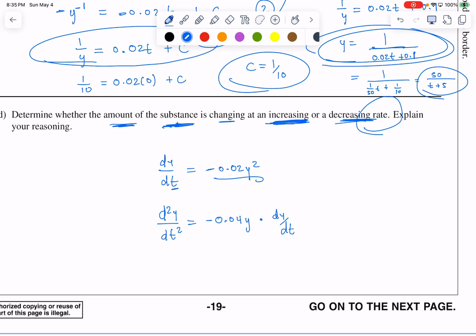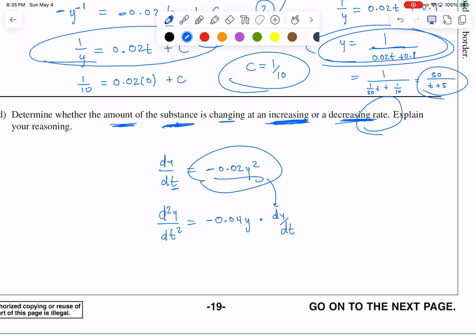Now I want to figure out, is this going to be an increasing or a decreasing rate? Do you remember when we did a second derivative implicitly? It's been a while. I said there's always a back substitution you have to do. Anybody see what I can plug back in? The negative 0.02y can go in for the dy/dt. That will always be there. The first back substitution is always there.